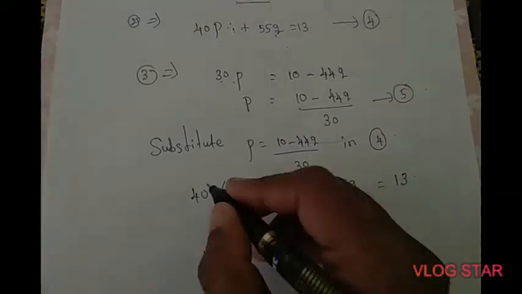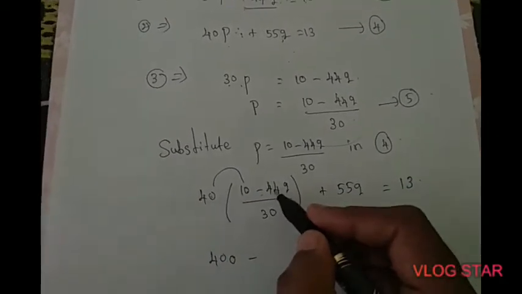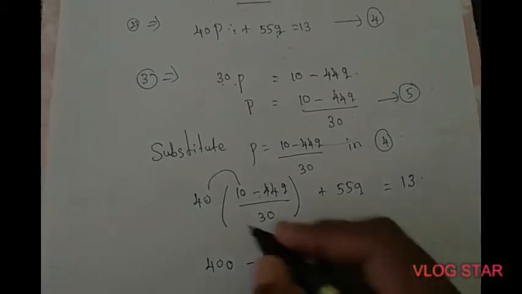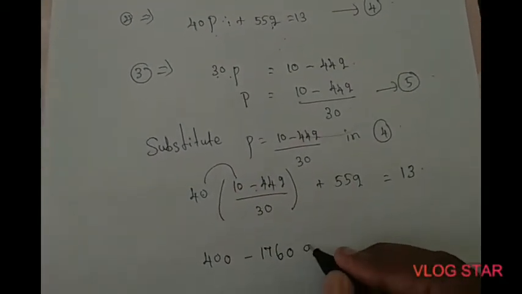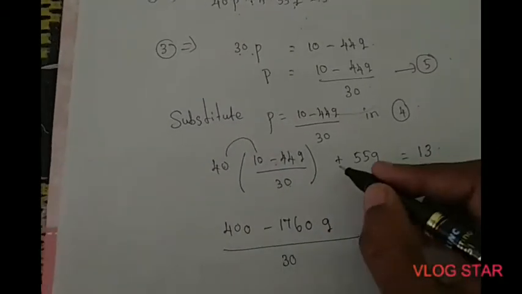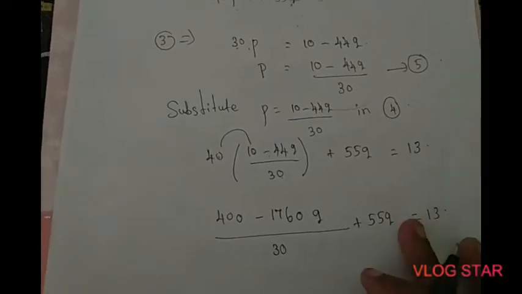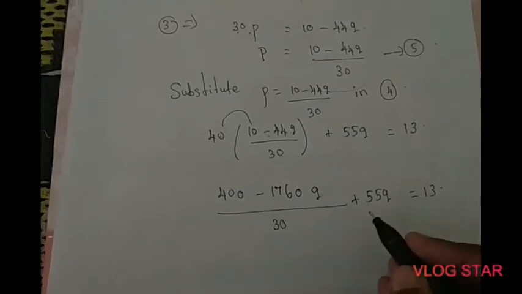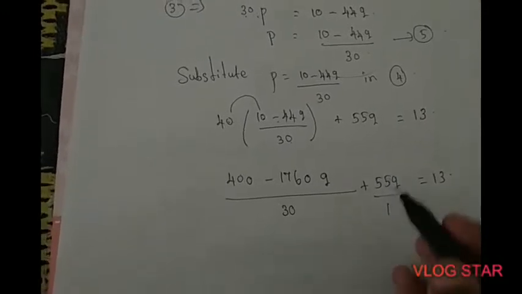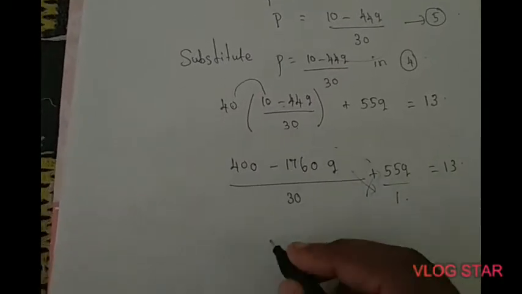Then 40 into 10, 400 minus 40 into 44, 4 4s are 16, 4 4s are 16 plus 1, 17, remaining 1 0. Okay, then q, variable is q. Then divided by 30 is the common denominator. Next plus 55q equal to 13. Okay, we get like this. The next we have to take 55q has no denominator. Let us consider that is 1. Okay, so take a cross product. 1 into the whole term, we will get that number itself.